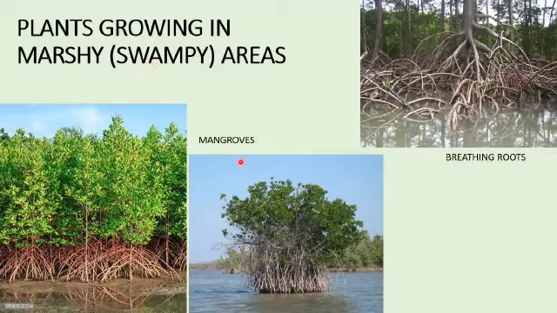Here, the soil is covered with water. So roots do not get air to breathe. They come out of the soil to breathe. These types of roots are called breathing roots or pneumatophores. Again, listen to me carefully. These type of roots are called breathing roots or pneumatophores. The roots also hold the tree above water like stilts.